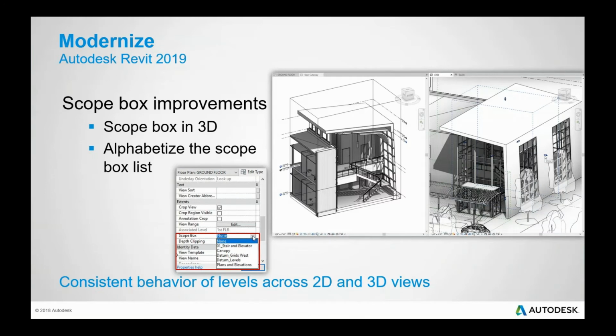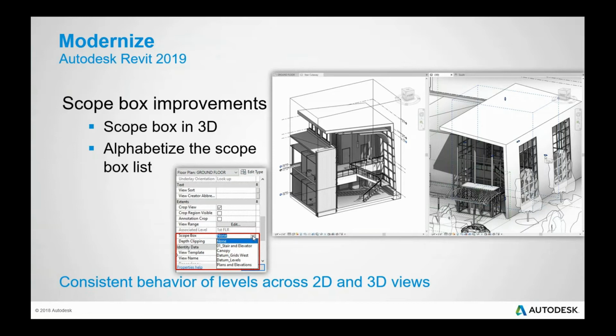There have been scope box improvements. A scope box can be used to control the extent of datum elements and the crop regions of views. When the scope box shape is changed, all views and datum elements assigned to it will change accordingly. When you apply a scope box to the 3D view, the section box of the view will be enabled and automatically match the size and shape of the scope box.